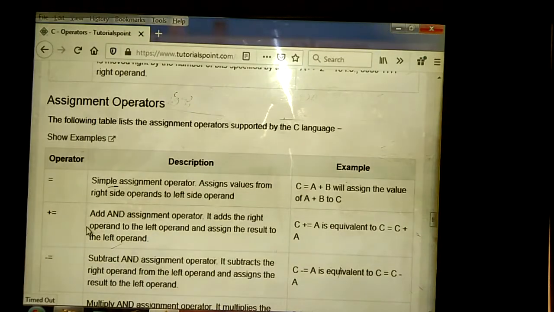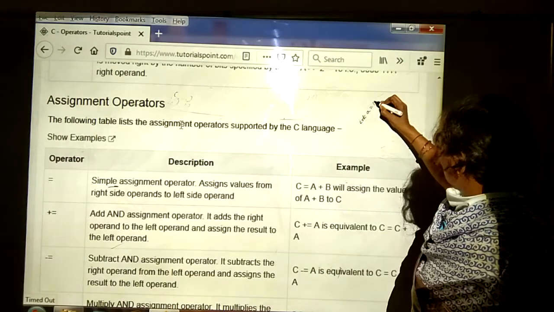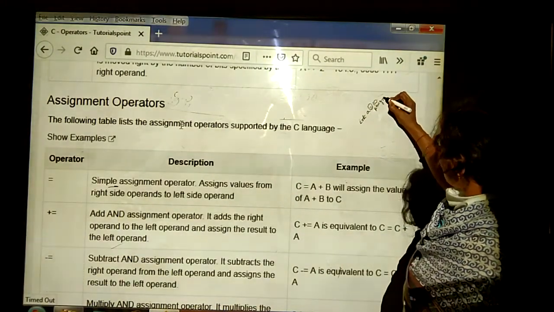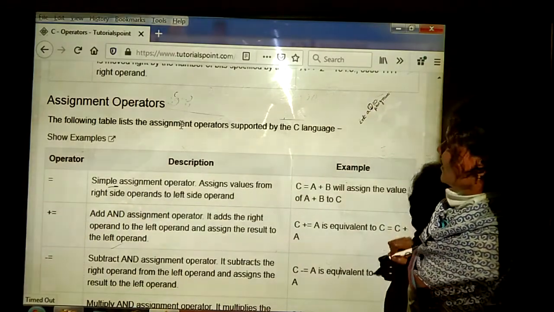Next, we can see the assignment operator. By using the assignment operator, we assign values to our variables. Suppose we have declared int a = 10. This one is the assignment operator. Which symbol do we use in the assignment operator? We use the single equal symbol.